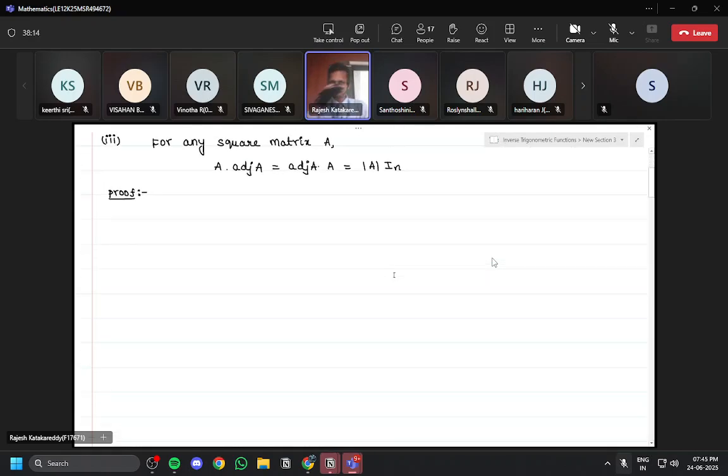Now in this proof, let us consider A as a second order matrix with elements small a, small b, small c, and small d. Yesterday I taught how to find the adjoint of a second order square matrix: interchange the principal diagonal elements and multiply the non-principal diagonal elements by -1. This is adjoint A. Next we find A into adjoint of A.